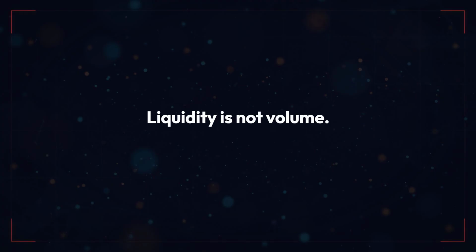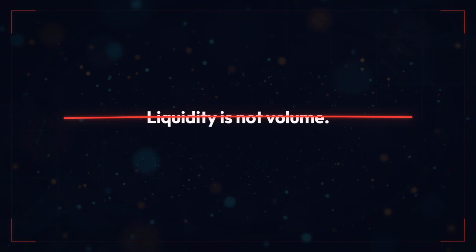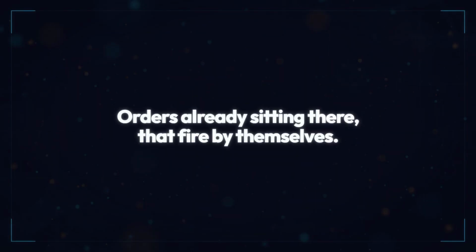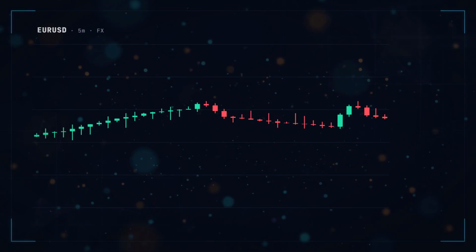First, the word, because it gets used badly. Liquidity is not volume. It's not how much traded. Liquidity is orders that are already sitting there, waiting, that will execute automatically when price arrives. Nobody has to decide anything. The order fires by itself. And there are exactly 2 kinds.